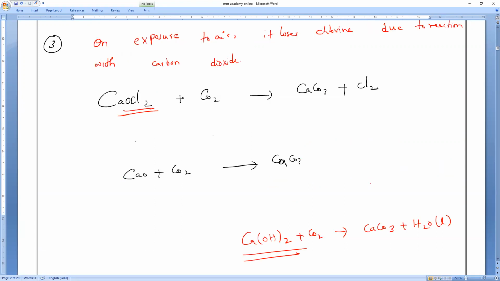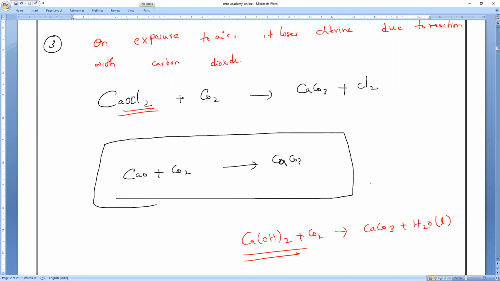You all can list the questions also. Be smart enough. I will say, write a chemical equation for the formation of calcium carbonate, but no byproduct should come. Then what equation should you write? Calcium oxide plus carbon dioxide. Understand? If they ask you to write a chemical equation of formation of calcium carbonate, but chlorine is the byproduct, then you have to write calcium oxychloride plus carbon dioxide. If water is the byproduct, you have to write calcium hydroxide reacts with carbon dioxide. Clear? They will ask you with specification.